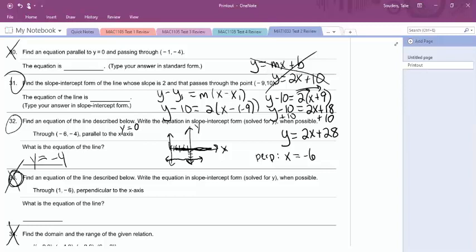So the x-axis is what kind of line? A vertical or horizontal? Horizontal. Good. It's the same as saying the line y equals 0, right? Okay. So what kind of line is perpendicular to a horizontal line? A vertical line. So we need the vertical line that goes through the ordered pair 1, -6. So what would be the equation of that line?